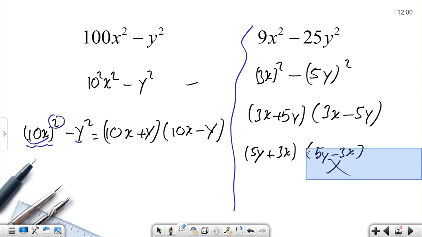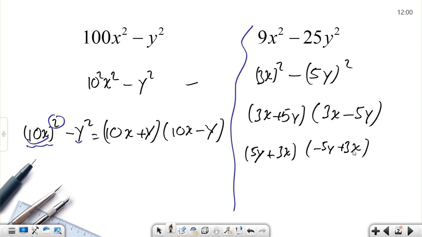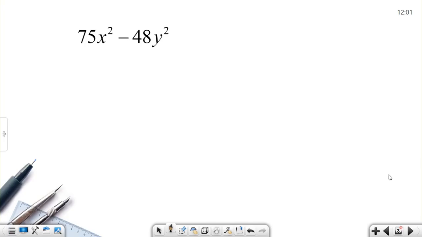Instead of that one, of course, if you know integers and algebraic expression terms clearly, you can say minus 5y plus 3x. But of course, we are not doing anything like that at the moment. If you can factorize it, that's enough for us.